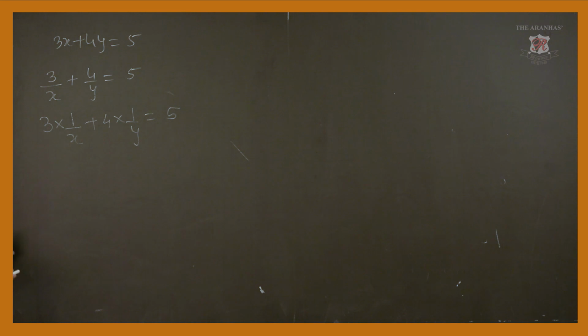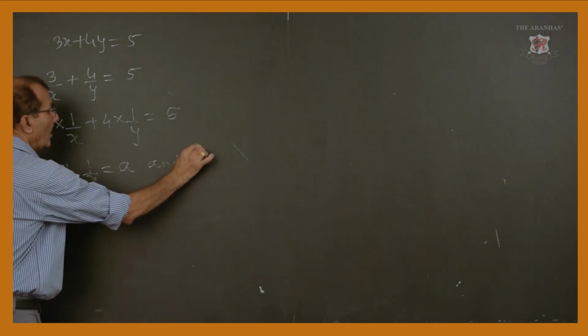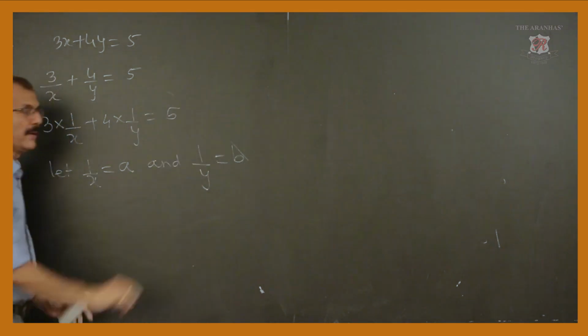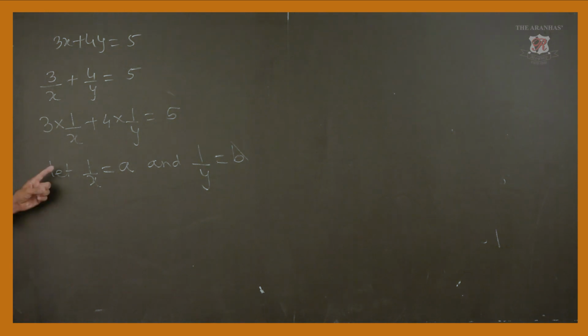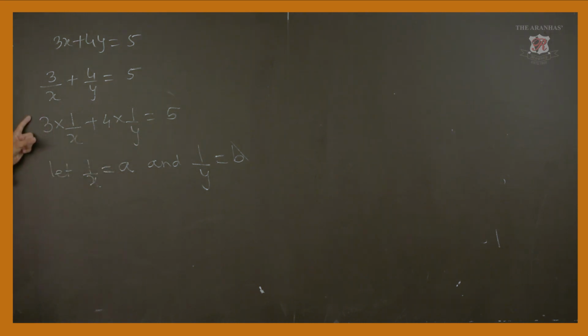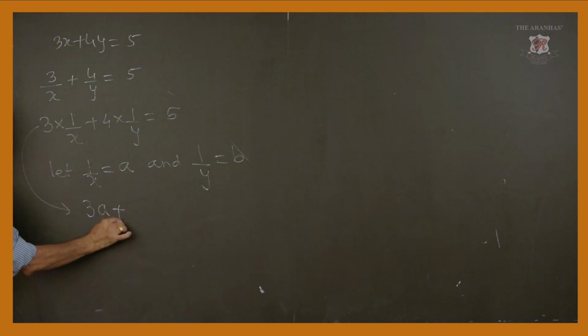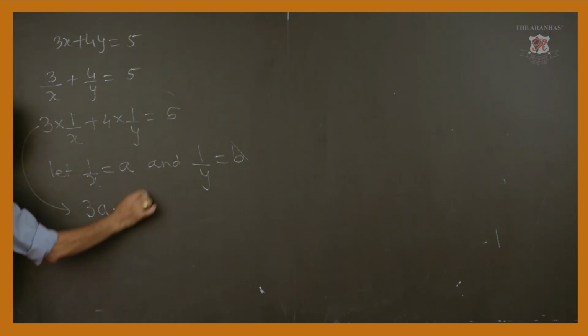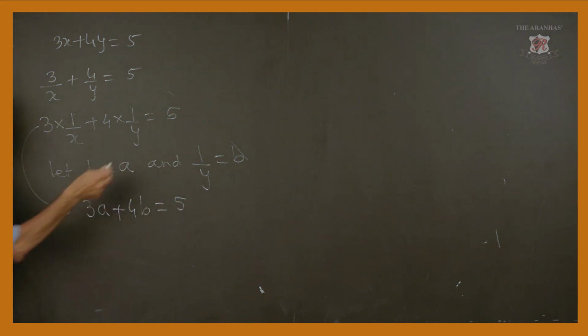Now, you have to assume that 1 upon x is equal to a. Use any variable, 1 upon x is equal to a and 1 upon y is equal to b. Then when you say 1 upon x as a and 1 upon y as b, see what happens to this equation now. This equation now reduces to, see now. 3, 1 upon x is what? a, so 3a plus 4, 1 upon y is what? b is equal to 5.